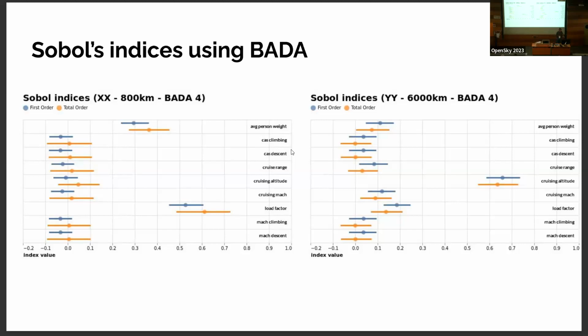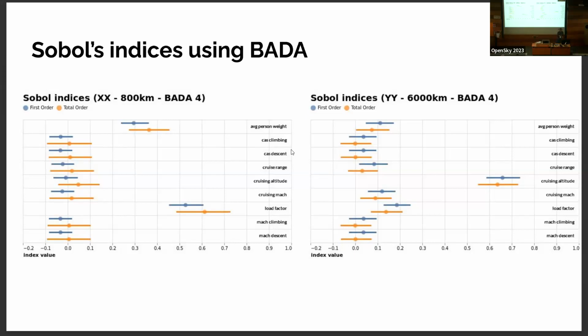And on the 800-kilometer flight, we can see that using BADA, the average person weight and the load factor are supposedly the ones that are the most impactful, while for a longer flight, we again find that the cruising altitude is the one that is the most impactful.